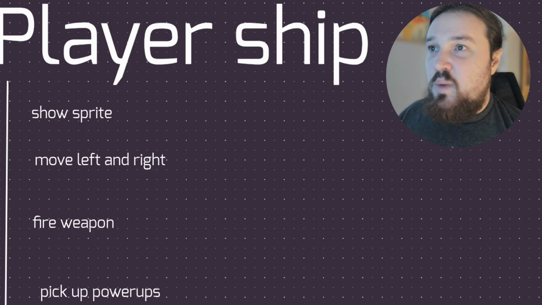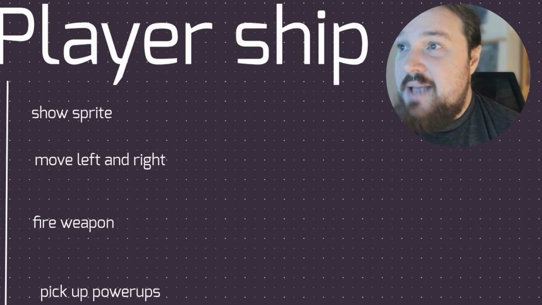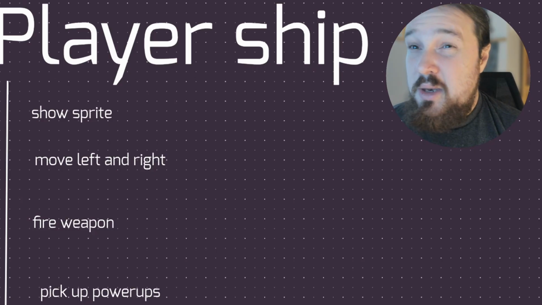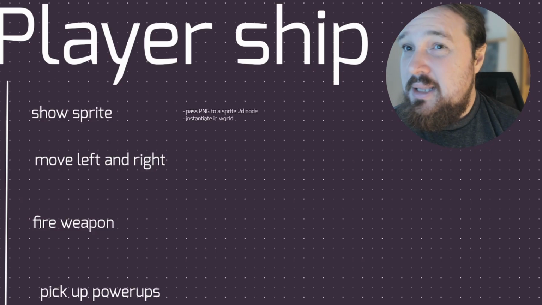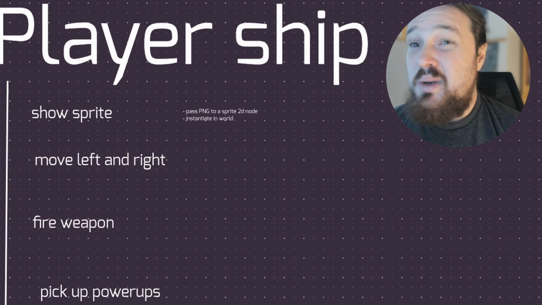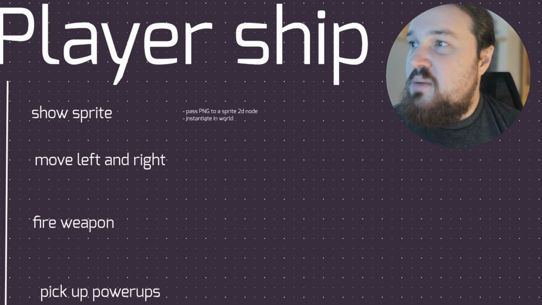So it depends on what engine you're using, but in Godot, which I use mostly, you can just pass a PNG to a sprite node. If you don't know that, that's okay, but you probably can guess you can do something like that, and maybe just make a note like that. Also, you'll probably want to instantiate this thing in your world somehow. Great, let's go to movement.